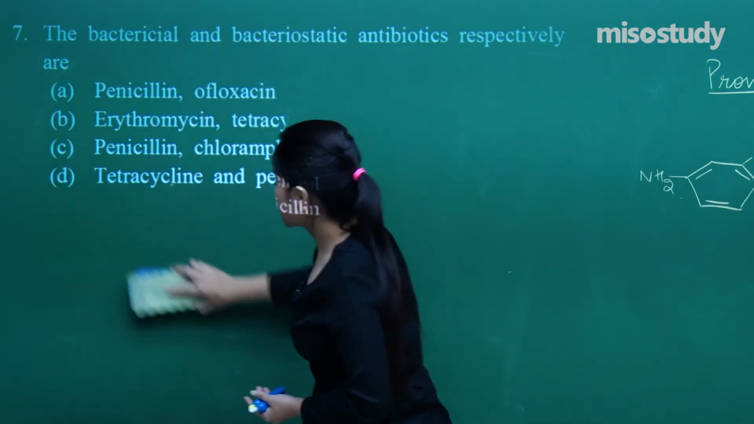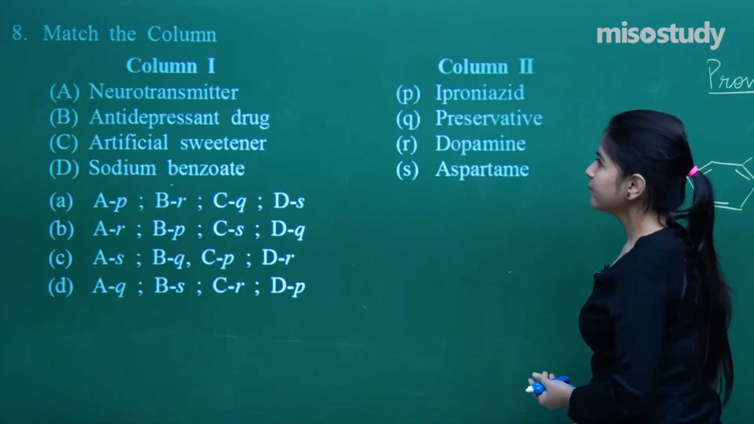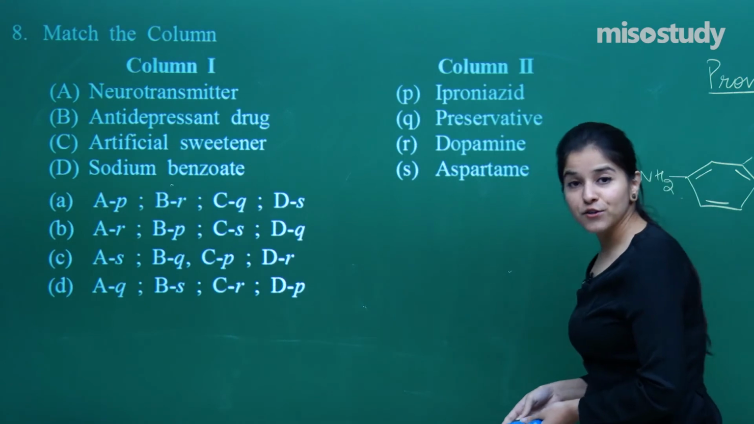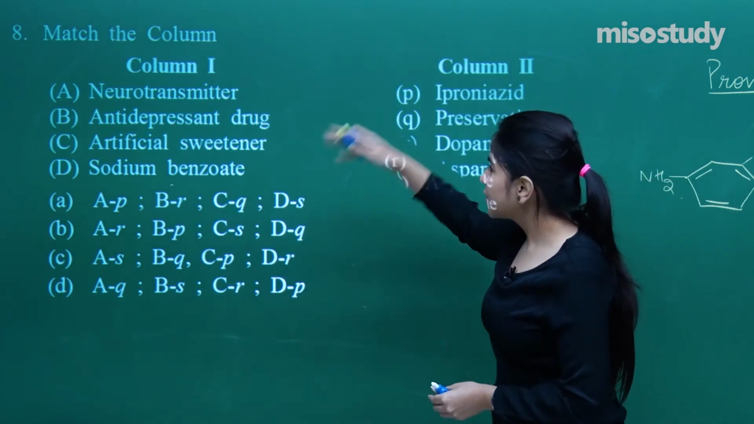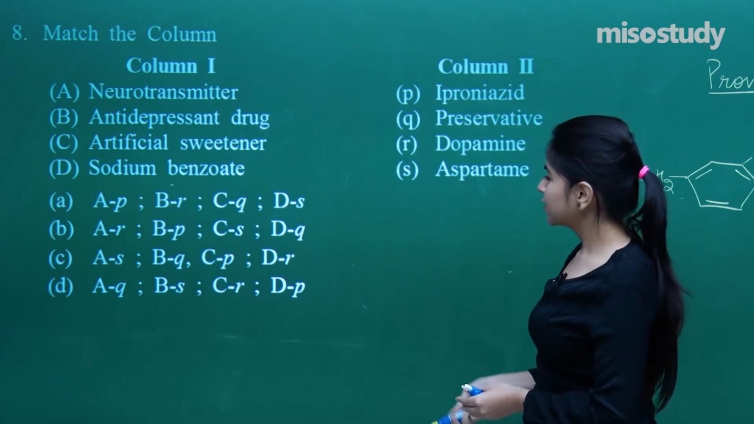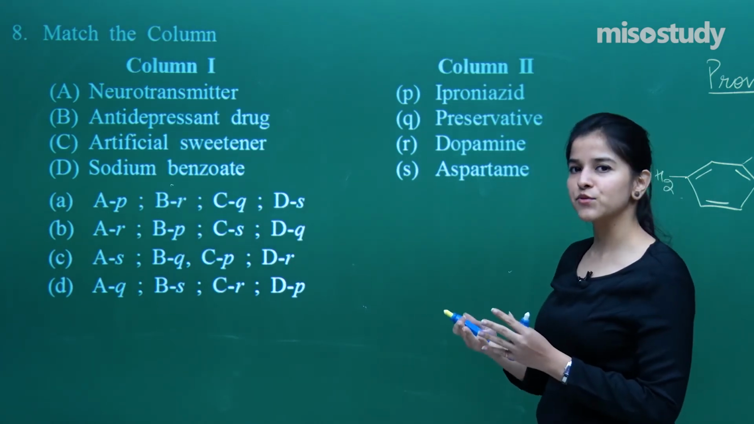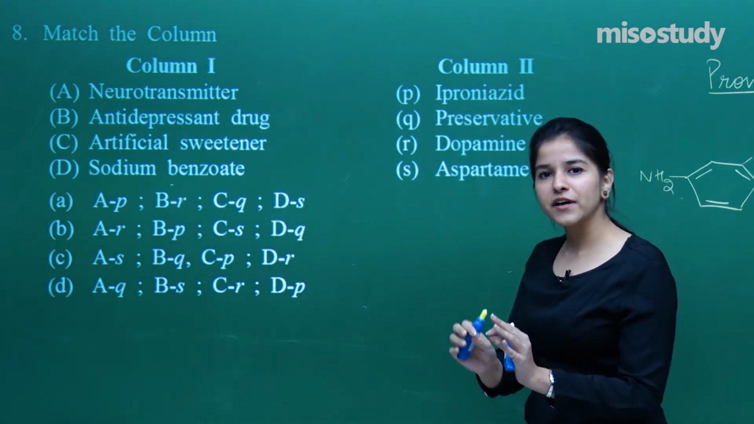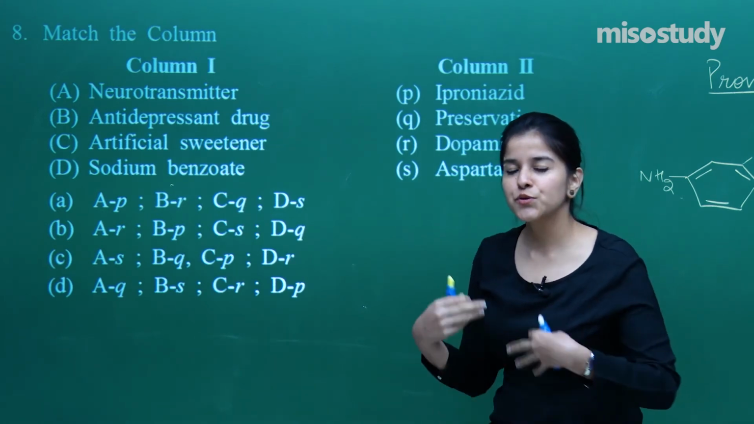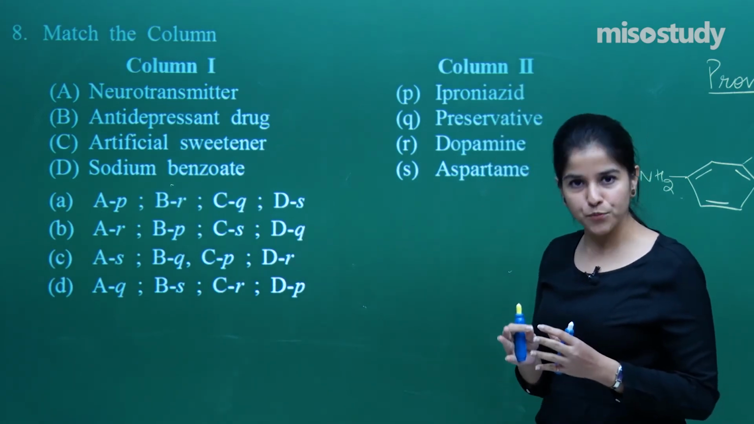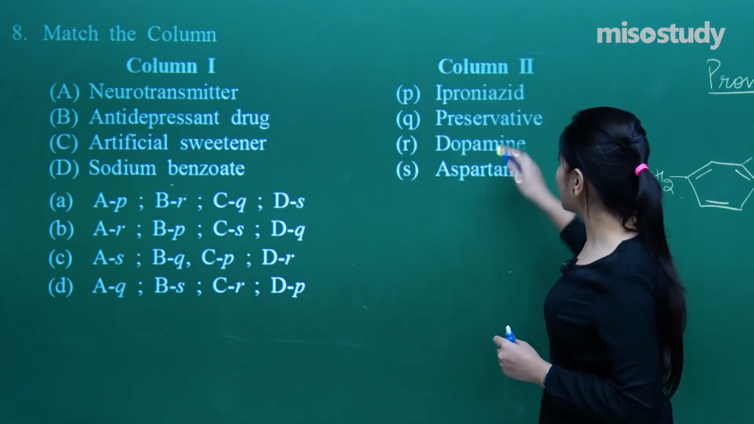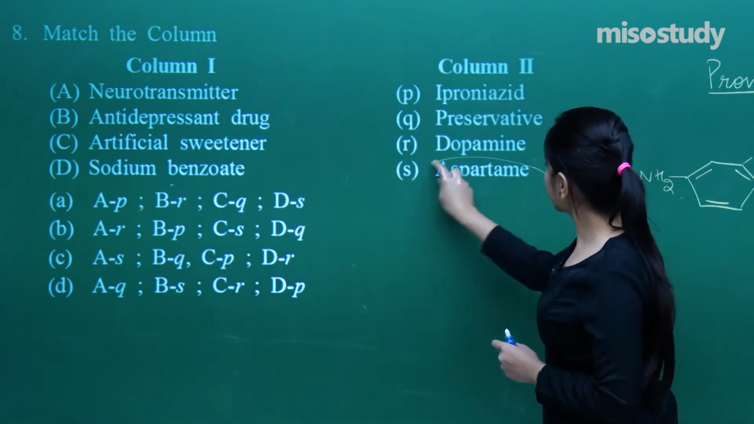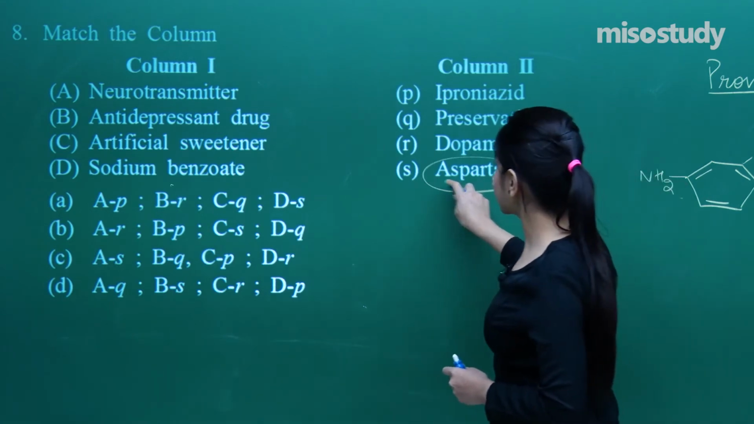Let's move on to question number 8. Now it's match the column. Again a very simple question, you need to just match out the answers. So if you see over here, you can pick up any one, any simple one, to proceed for an answer. So I am choosing here the artificial sweetener. Out of all, I can very well recognize that artificial sweetener is aspartame.